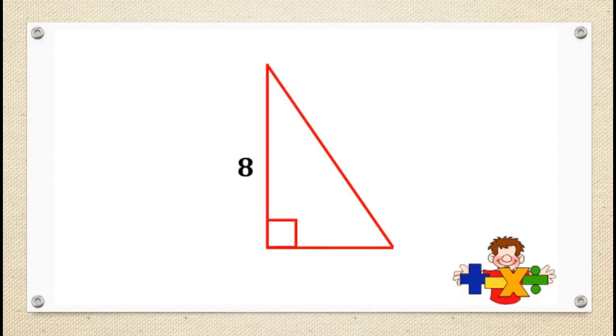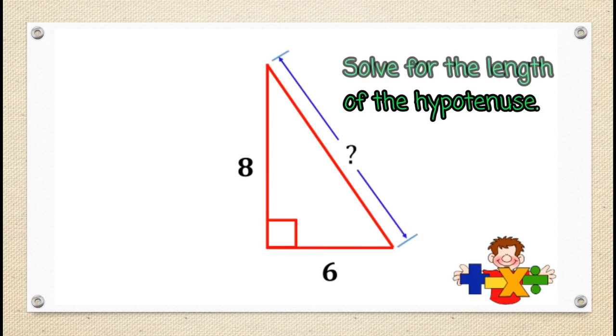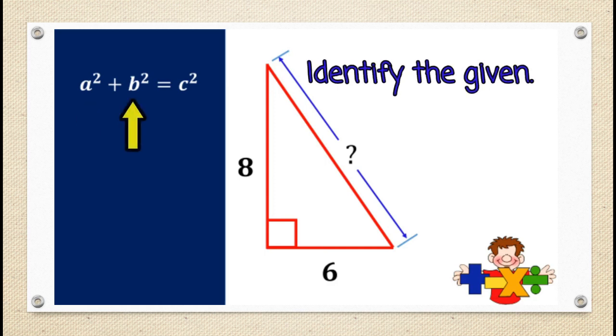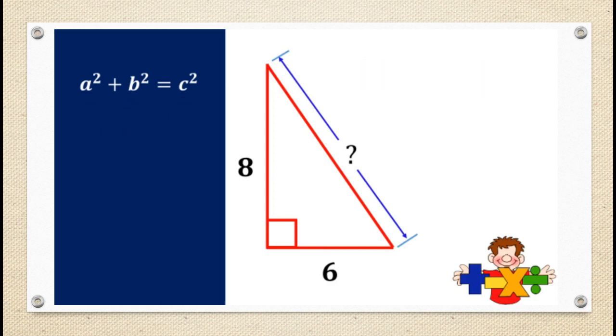This time, let us solve the length of the third side of the following right triangles. If the lengths of the two legs are 8 and 6, find the length of the hypotenuse. Using the Pythagorean theorem, A squared plus B squared equals C squared, first, identify the values of A, B, and C. Let A equal 8, B equal 6, and we will be solving for C.